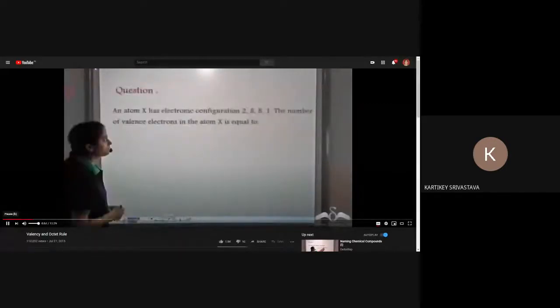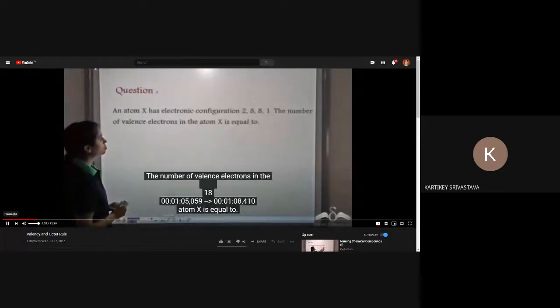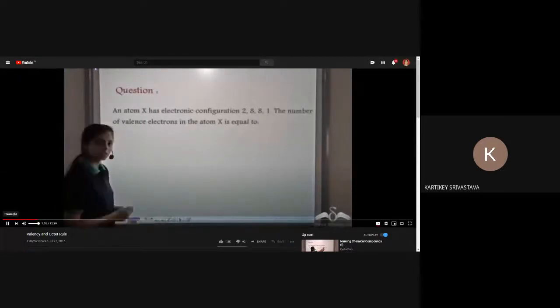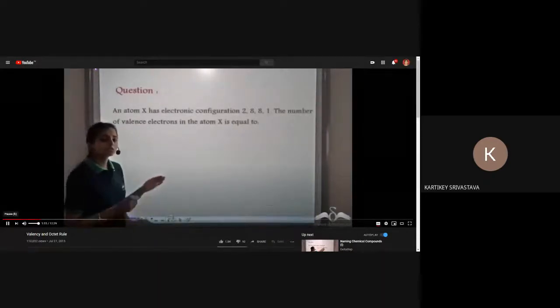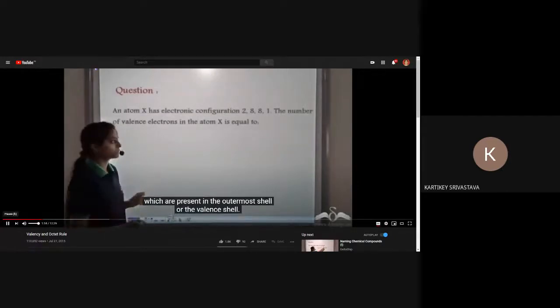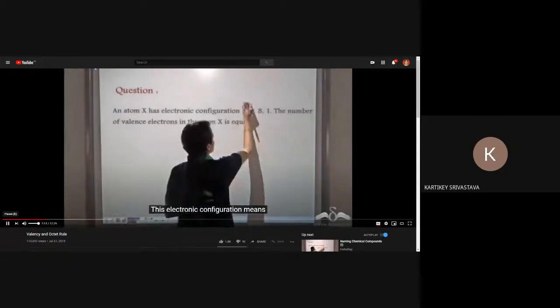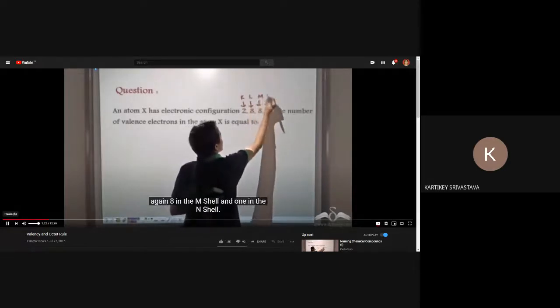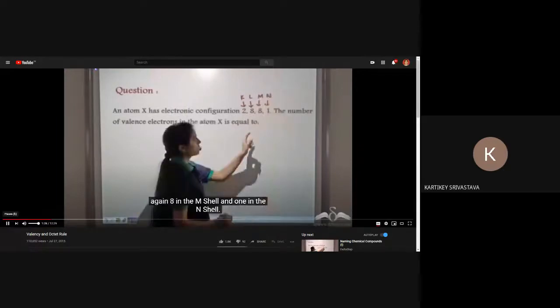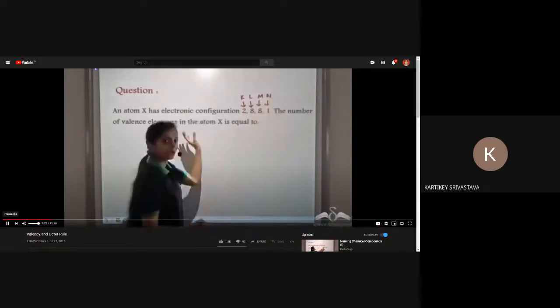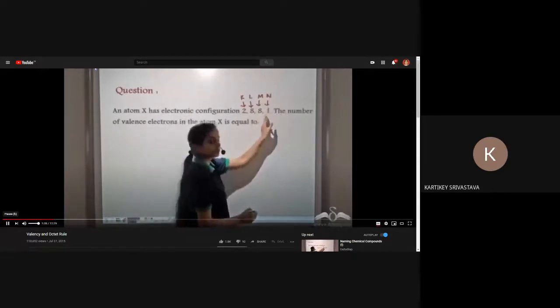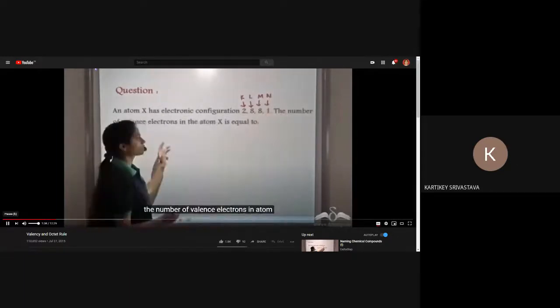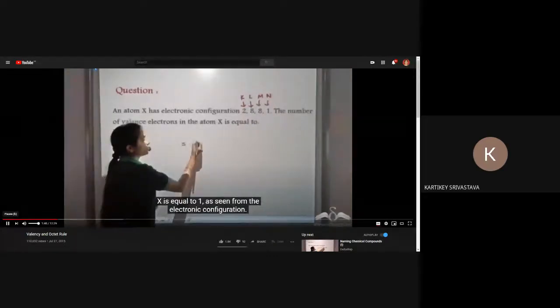An atom X has electronic configuration 2, 8, 8, 1. The number of valence electrons in the atom X is equal to, we know that the valence electrons are the number of electrons which are present in the outermost shell or the valence shell. This electronic configuration means 2 electrons are present in the K shell, 8 in the L shell, again 8 in the M shell, and 1 in the N shell. So the N shell is the outermost shell of this atom X. The outermost shell has 1 electron. So the number of valence electrons in the atom X is equal to 1, as seen from the electronic configuration.